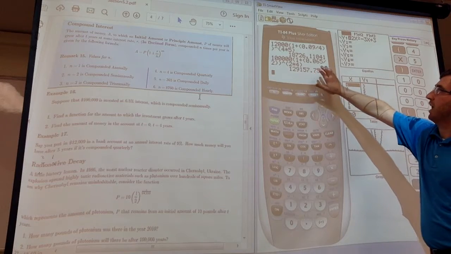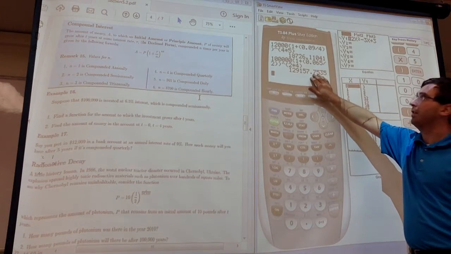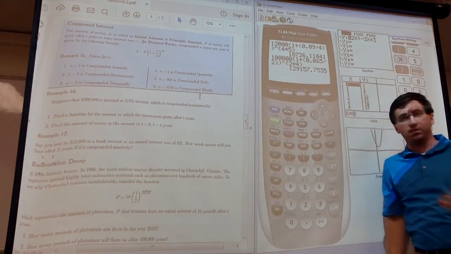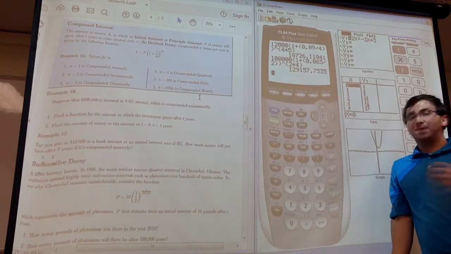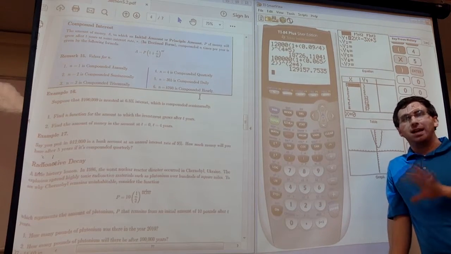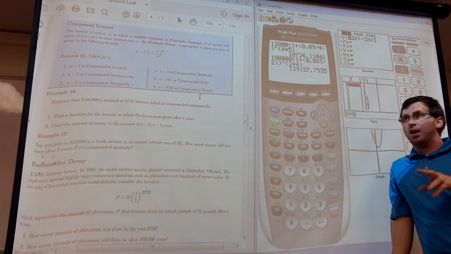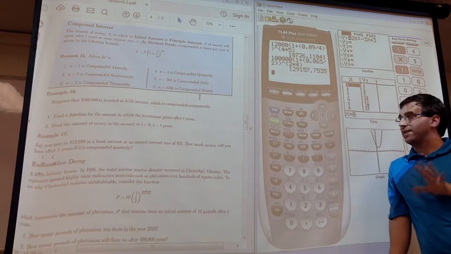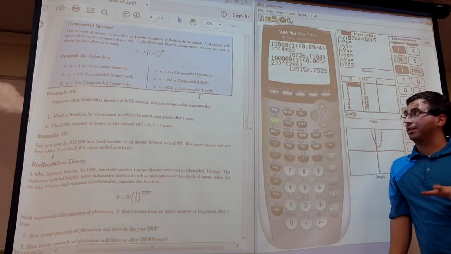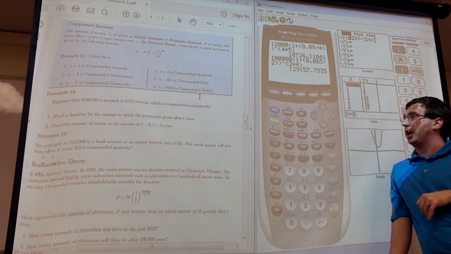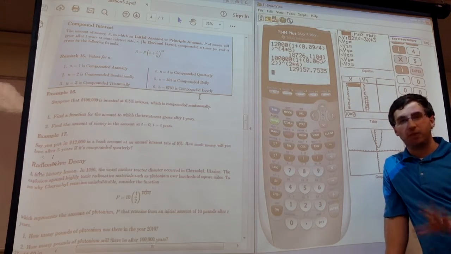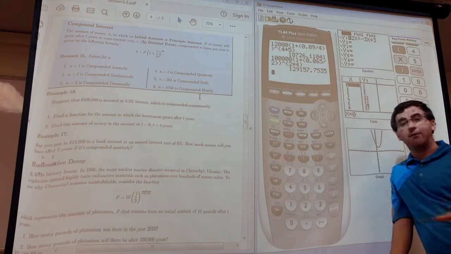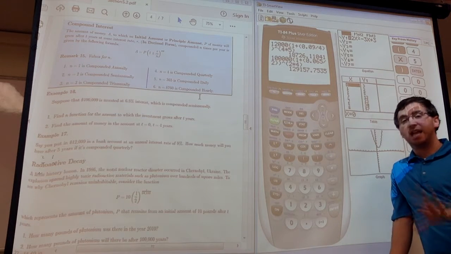Most calculators actually use this format. That's why the TI-84s and the 83s are very popular calculators. If you have the TI-30 or any brand of the TI-30, they work very similarly to this. So as always, let me know if you have any questions. I'm happy to help, but definitely be familiar with whatever calculator you have. Everyone's got different calculators, but you've got to be familiar with them.